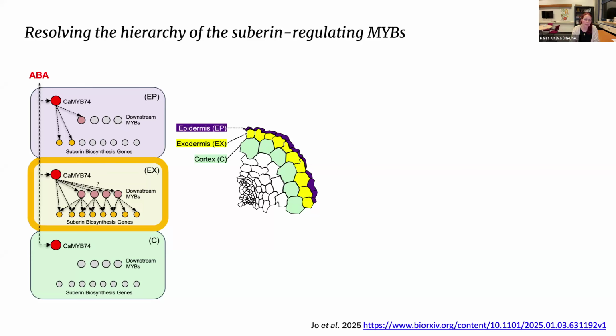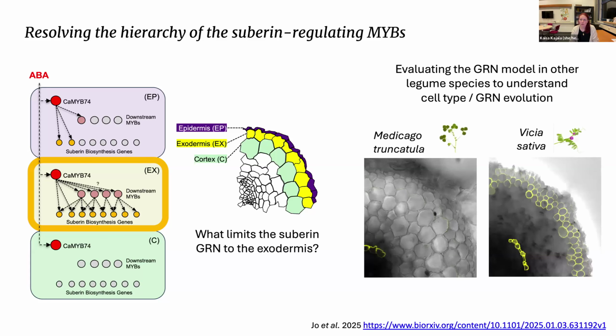And we think that we've identified the MIB that ties the ABA signaling into the suberin biosynthesis network, or the differentiation network of the exodermis, but we don't know what limits this gene regulatory network to the exodermis only. So there is the spatial aspect that is still missing in our signaling network. So that's something that we hope to resolve in the future.